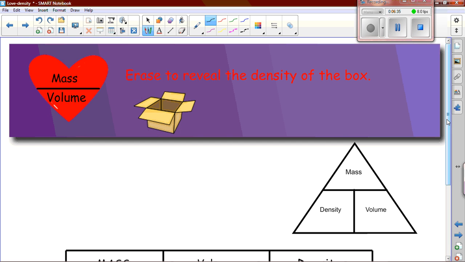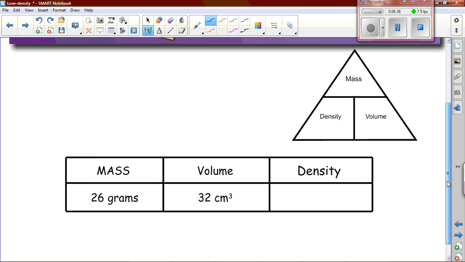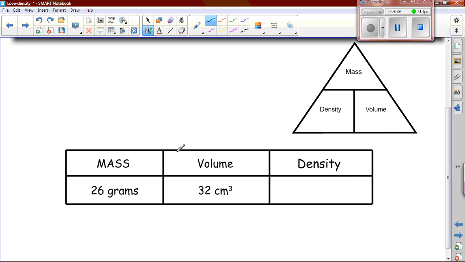All right, and let's just look at one more, and you can pause this one if you need to. We're going to again set this one up. Given the mass of 26 grams, a volume of 32 centimeters cubed, what would we get for a density? Pause it, figure it out. Did you get 0.75 grams per centimeter cubed? I sure hope you did.